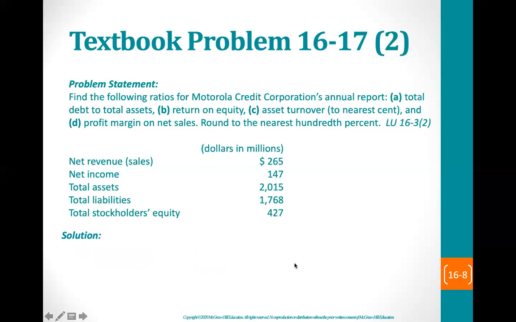B, we want to calculate the return on equity. Return on equity is net income divided by stockholders' equity. So our net income is 147. Our stockholders' equity is 427. So we have a return on equity of 34.43%.